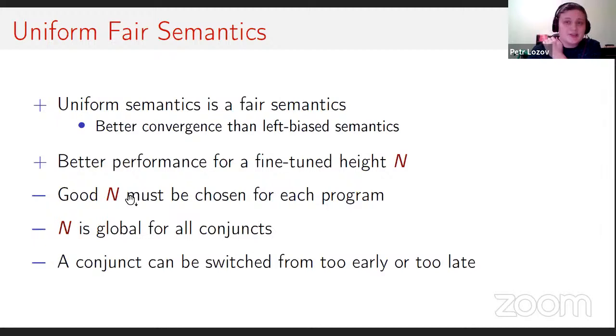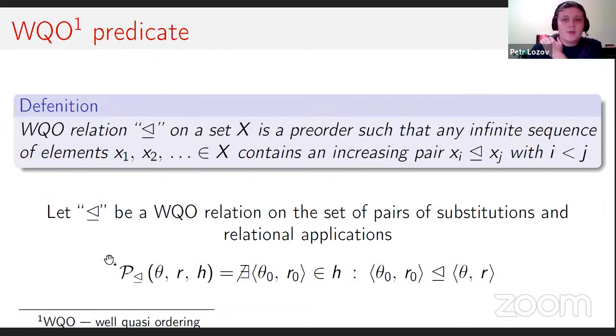And different conjuncts require different values of n. But n is global for a whole goal. And we can switch to the next conjunct in a program too early or too late. So we want to dynamically determine when we need to switch conjuncts.